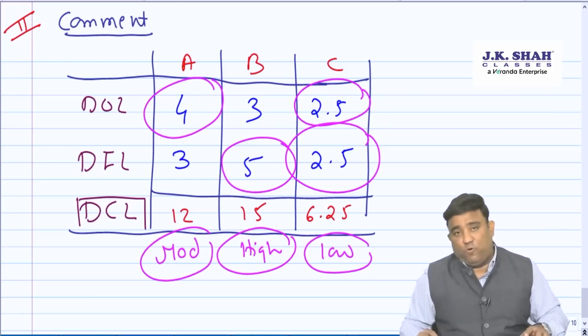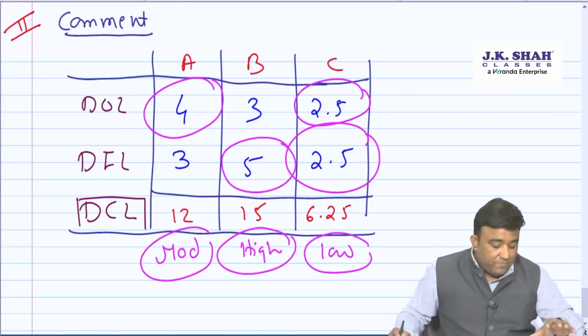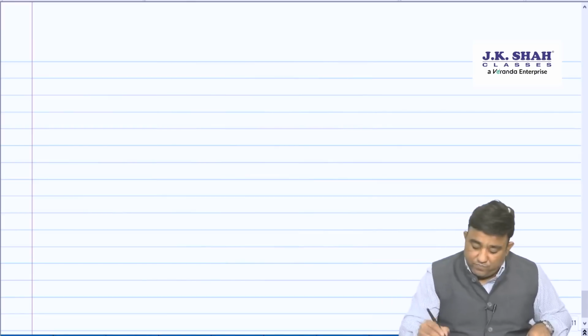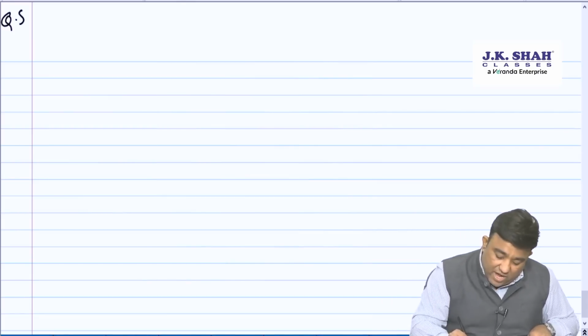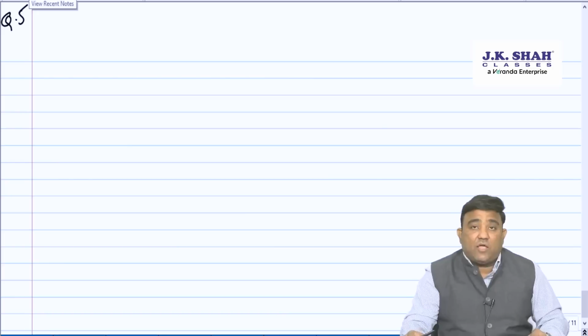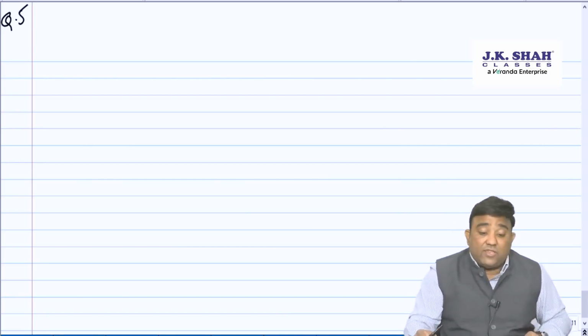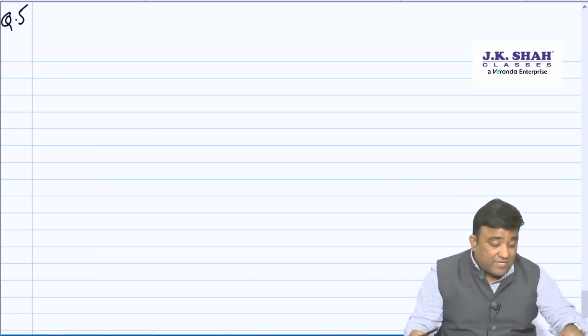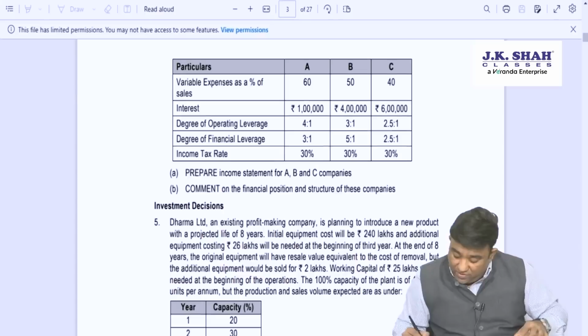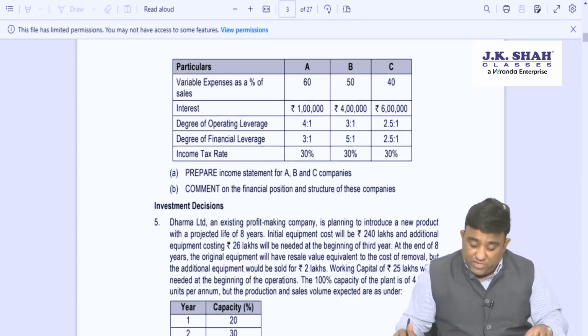Question number 4. Clear? Question number 5. So again, very classic question number 5. Student, it's all about capital budgeting. Can you imagine? It's all about capital budgeting. Check out the question, everyone.